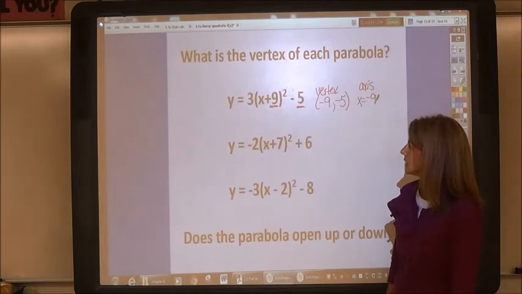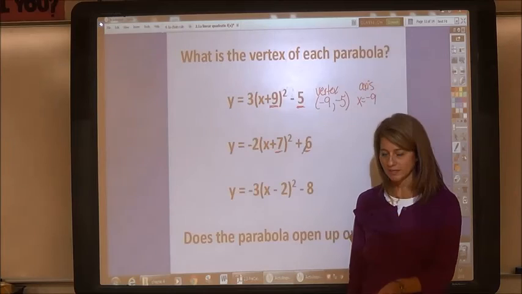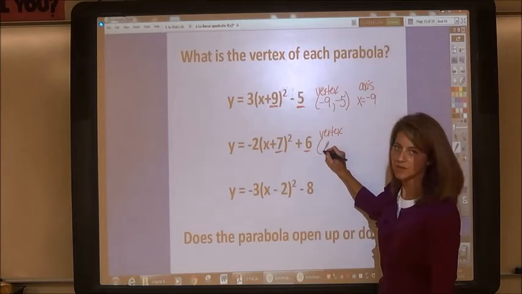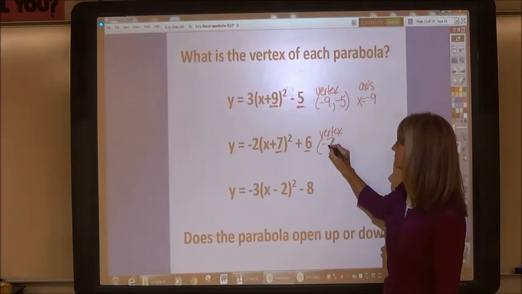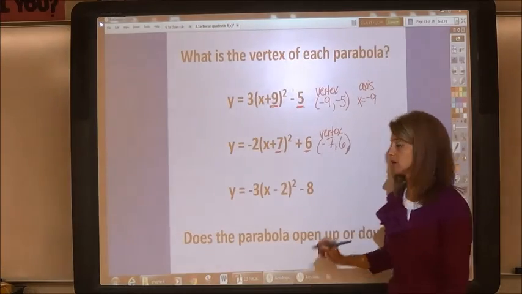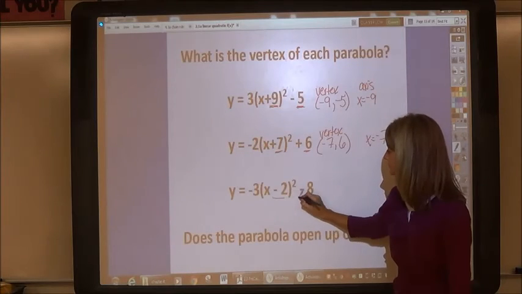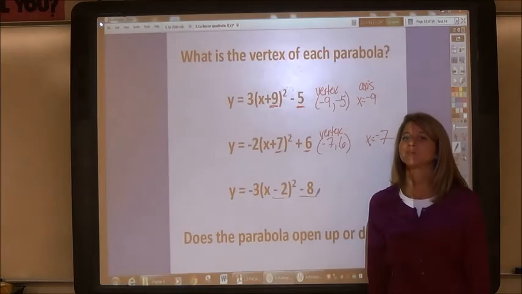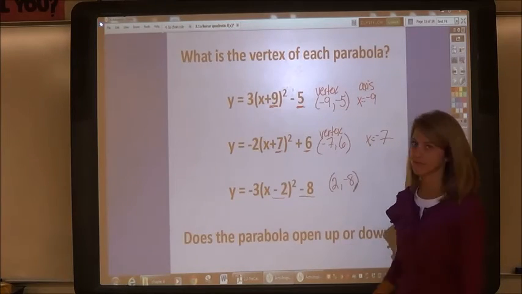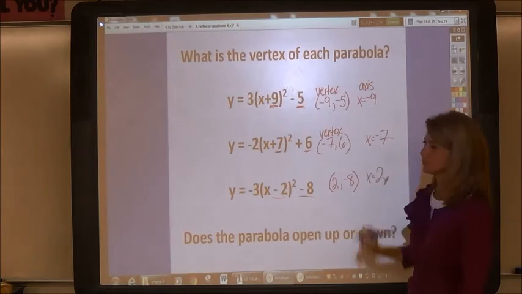Let's do it again. Let's go find our vertex. Be careful, the one in the parentheses, you have to change the sign. Not positive 7, negative 7, but still a positive 6. And you have your axis of symmetry right there. Okay, last one. Know your vertex? Are you saying it in your head? Positive 2, negative 8. What's that axis of symmetry? Make sure you're writing x equals 2.